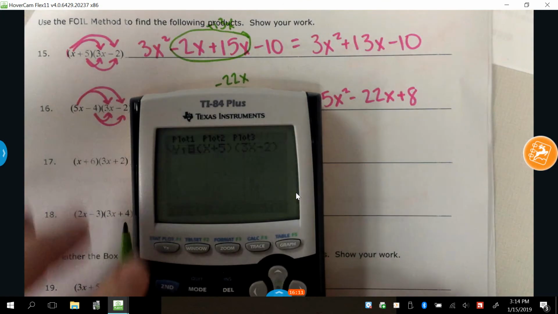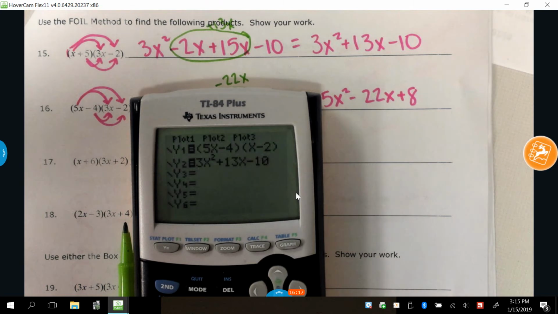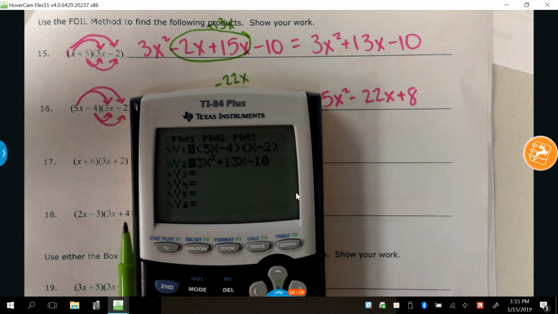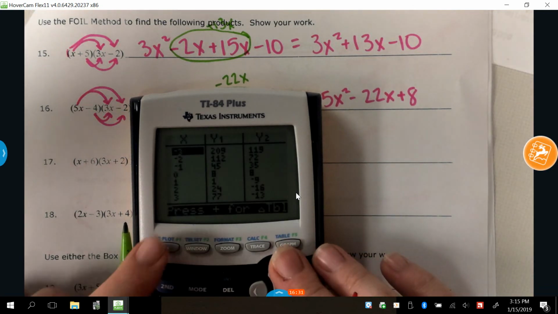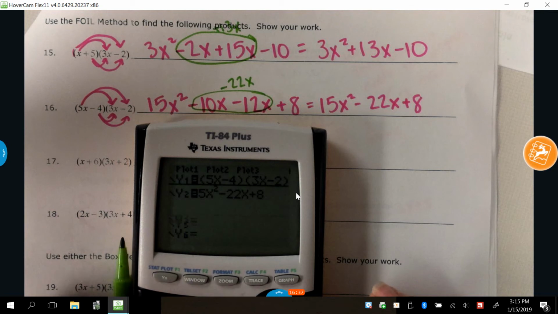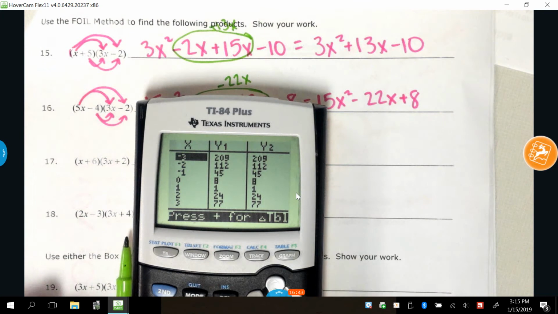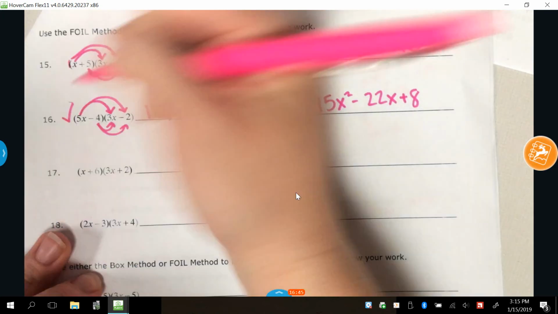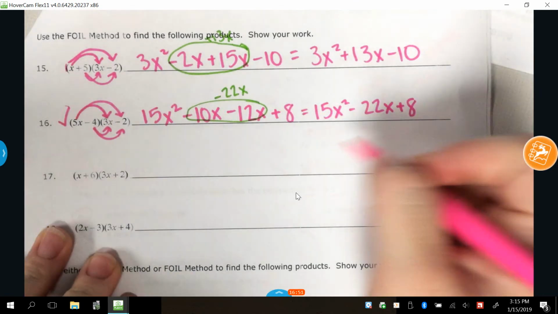Again, check my work. 5x minus 4, oops, sorry, 3x minus 2, 5x squared minus 22x plus 8. Oh, doesn't match. What did I do wrong? 5x minus 4, 3x minus 2. Oh, 15. Sorry, I didn't see the one. 15x squared. So let's see. Yeah, now it matches. So I did do it right. Okay. Always double check what you typed in the calculator before you freak out and think your work's wrong.